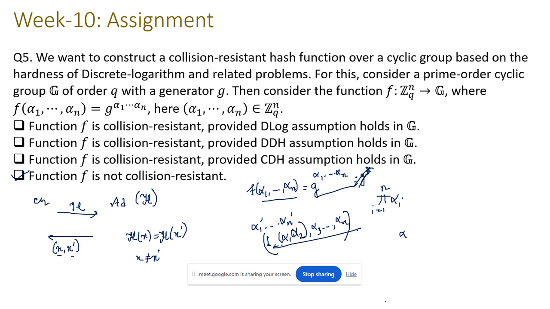So that's how you can easily come up with a collision pair, such that the two inputs map to the same output. So this will not be collision resistant. So whether the discrete log assumption or DDH, CDH, whatever assumption holds, irrespective of that, F will not be collision resistant, right?